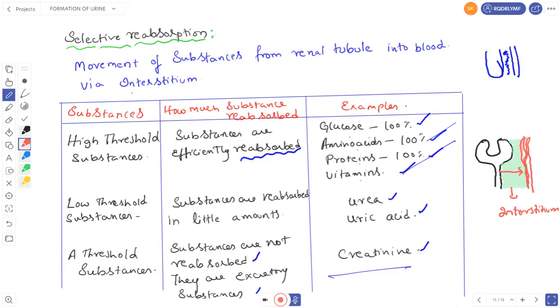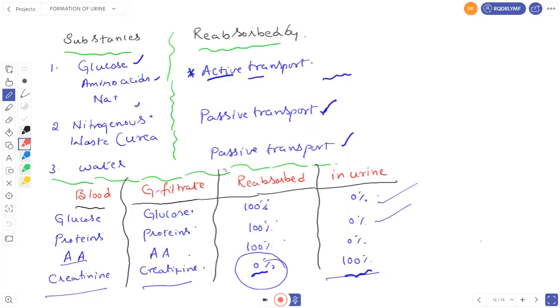Low threshold substances. These substances are absorbed in little amounts. What are they? Urea and uric acid. Why these substances are reabsorbed in little amounts: to maintain the osmotic balance. Athreshold substances. These substances are not at all reabsorbed. They are actually excretory substances. Examples are creatine. Right.